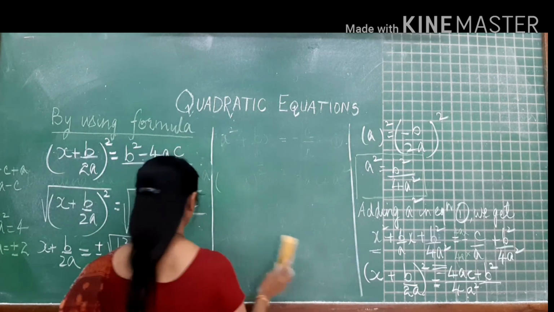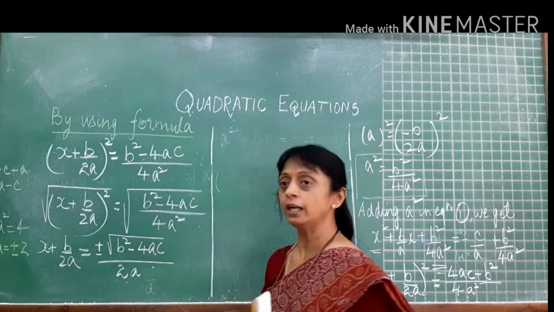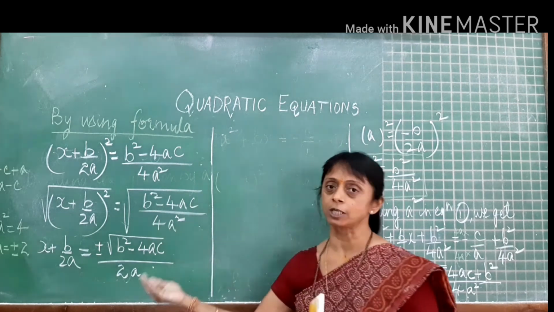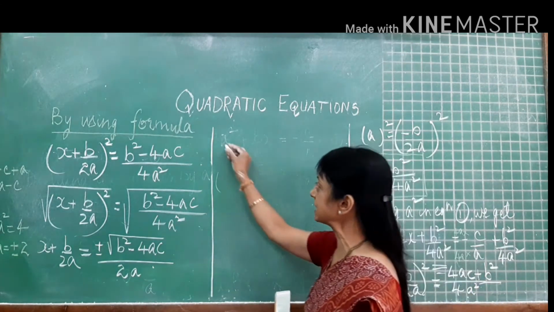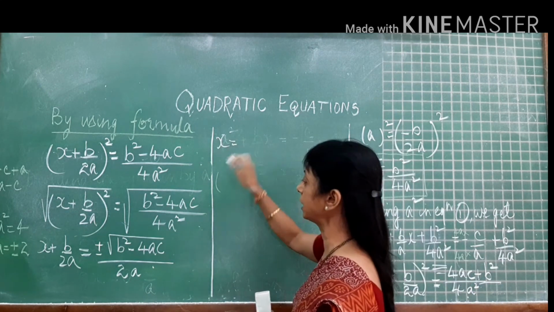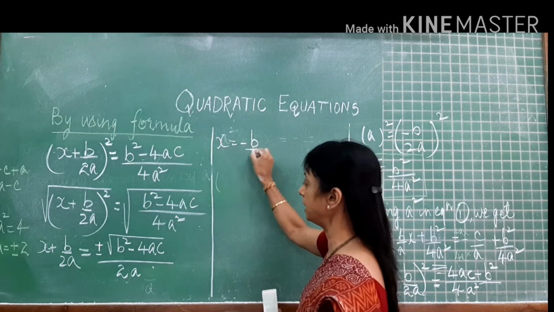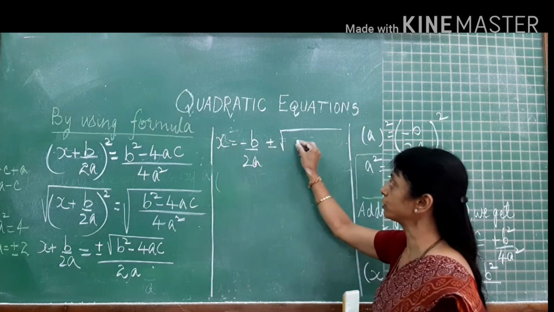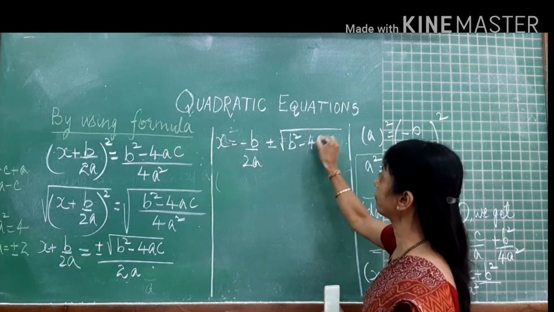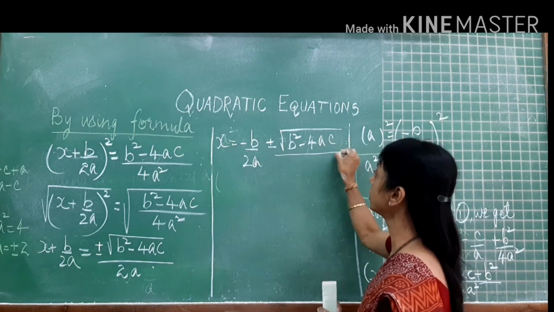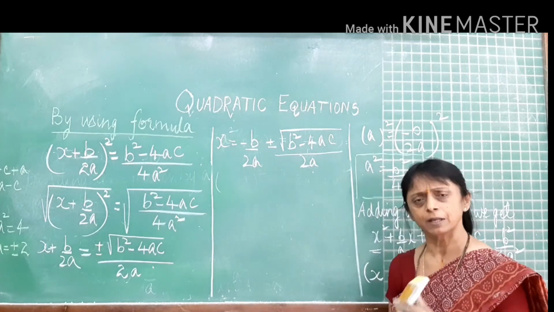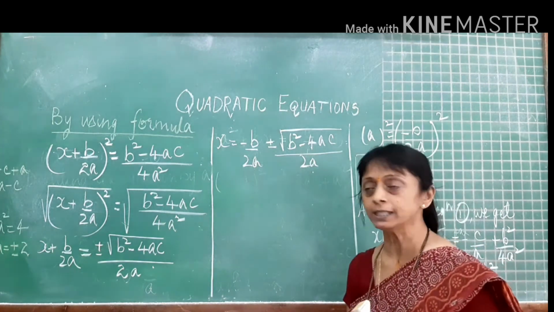So finally, what will you transfer on the right hand side? That is plus b upon 2a. So positive becomes negative. Therefore x will be equal to minus b upon 2a plus or minus square root of b square minus 4ac upon 2a. Look at the denominators. Both the denominators are the same. So we can put them under a common denominator.